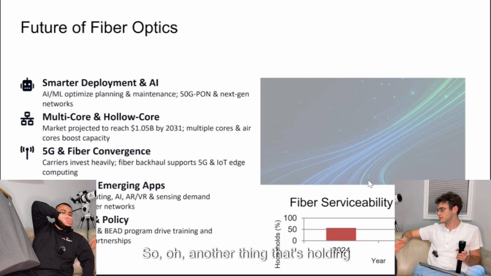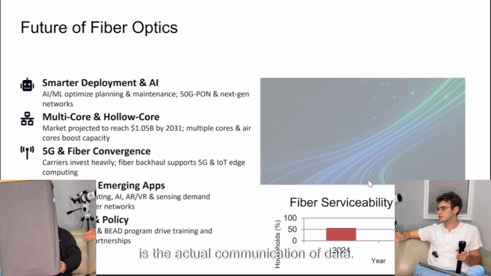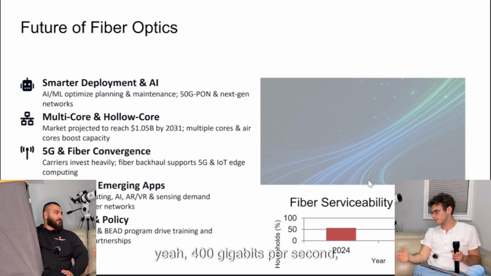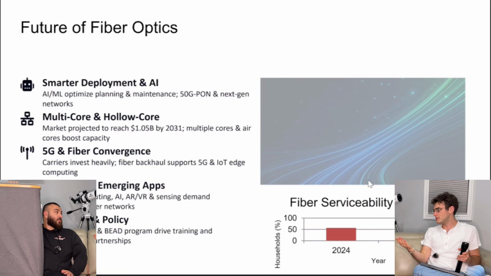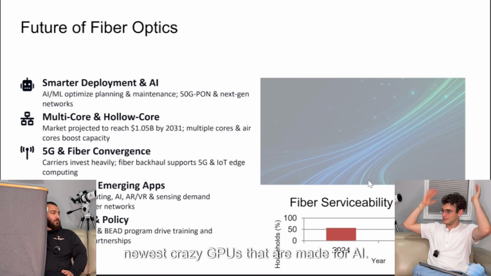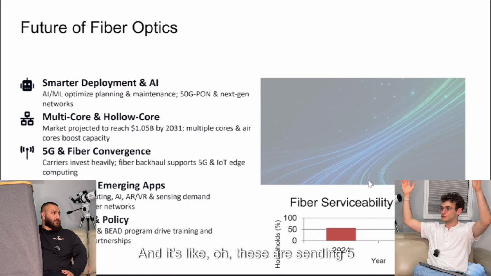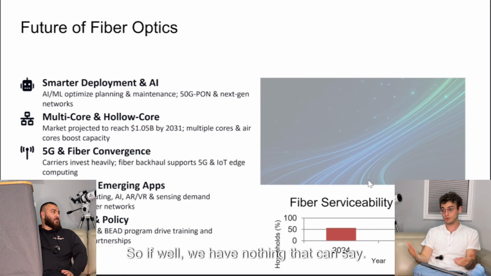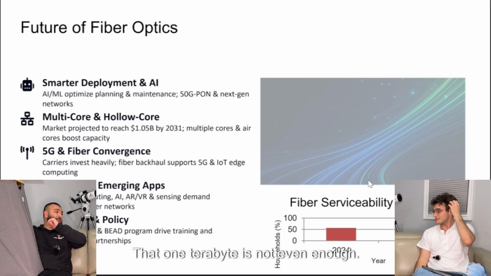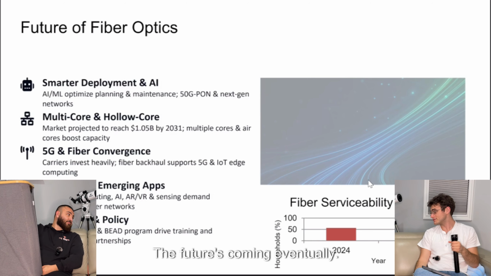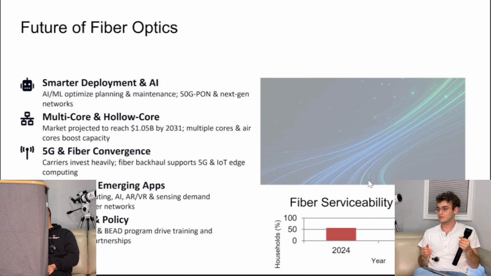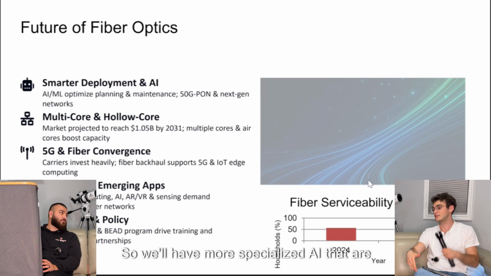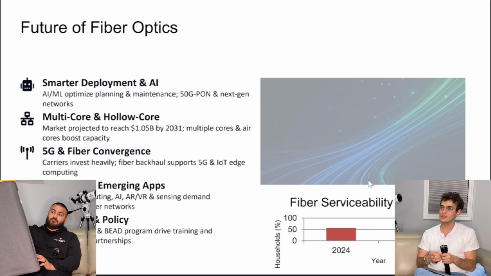So, another thing that's holding technology back right now is the actual communication of data. Even though we were saying 400 gigabits per second, still not enough for computers. That's what I'm saying. Because NVIDIA's got those racks of their newest crazy GPUs that are made for AI, and these are sending 5 trillion bits of data every second. We have nothing that can send that. See? So I'm saying, bro, it's not enough. That 1 terabit's not even enough. It's not. The future's coming eventually. And with AI getting faster, they'll have faster brains, faster learning, faster development. So we'll have more specialized AI that are at the same level of our general AIs.